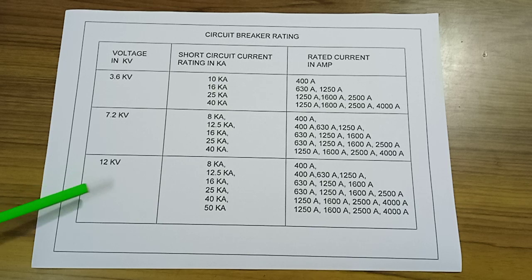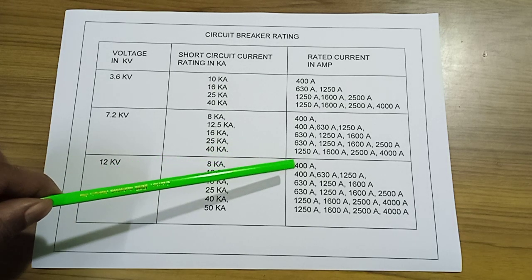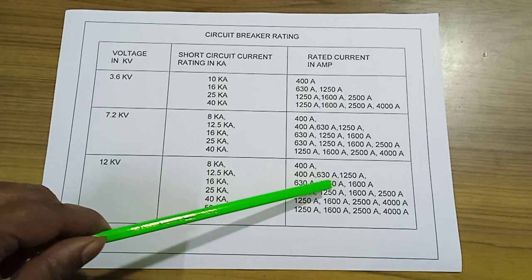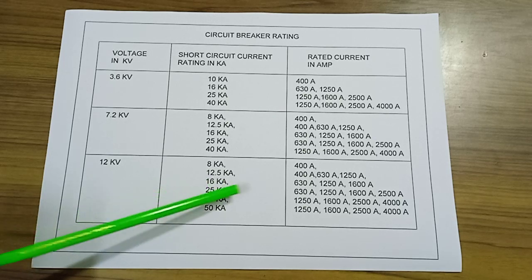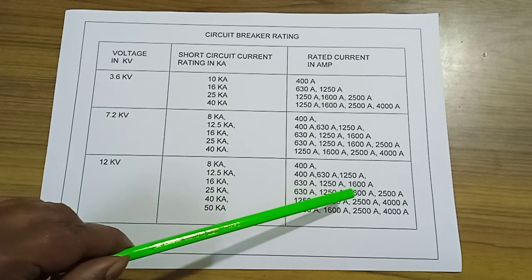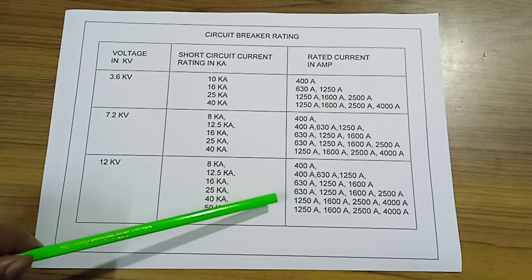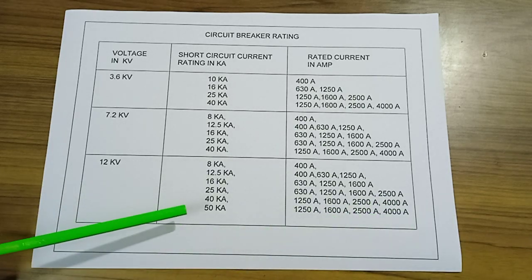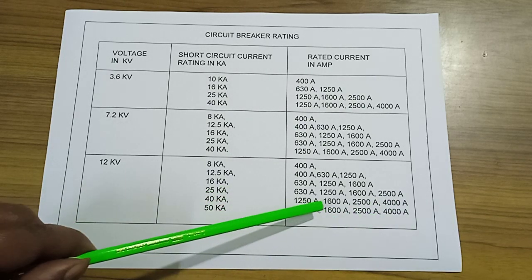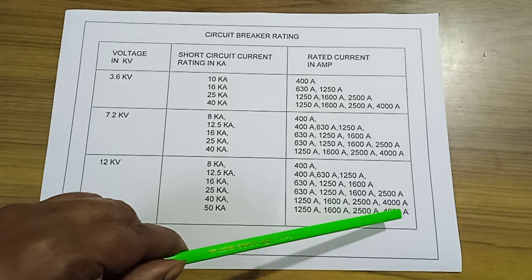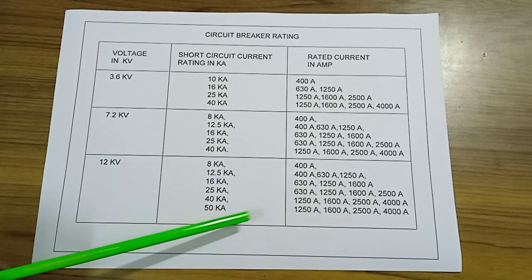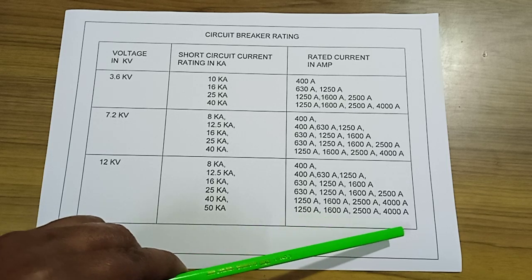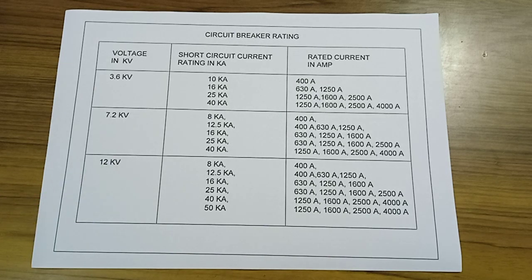For 12 kV: 8K, 400 ampere; 12.5K, 400 ampere, 630 ampere, 1250 ampere; 16K, 630 ampere, 1250 ampere, 1600 ampere; 25K, 630 ampere, 1250 ampere, 1600 ampere, 2500 ampere; 40K, 1250 ampere, 1600 ampere, 2500 ampere, 4000 ampere; and for 50K, 1250 ampere, 1600 ampere, 2500 ampere, 4000 ampere. This is for 12 kV. Okay, next.